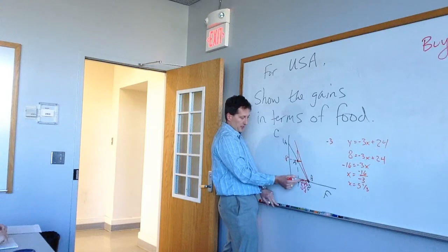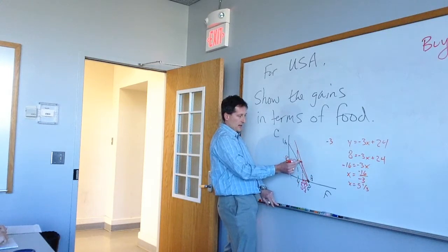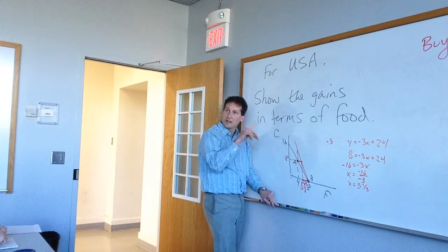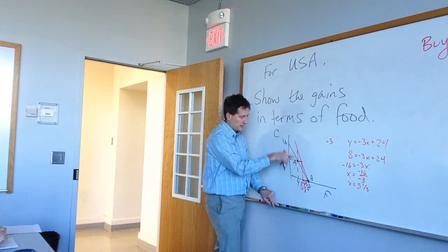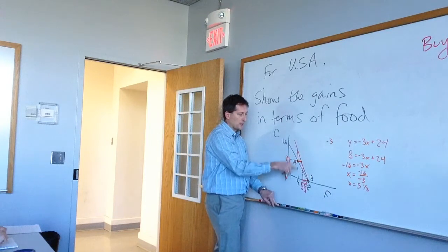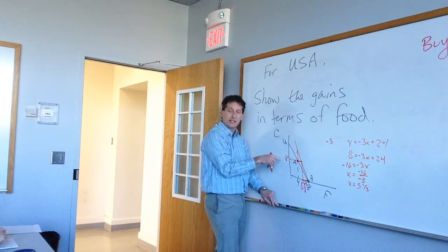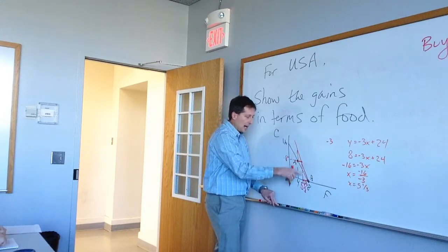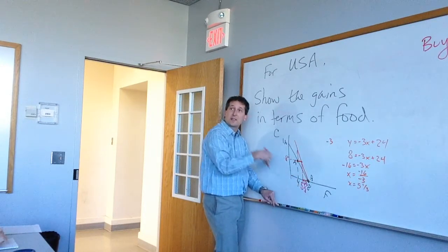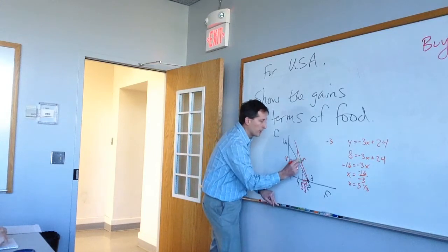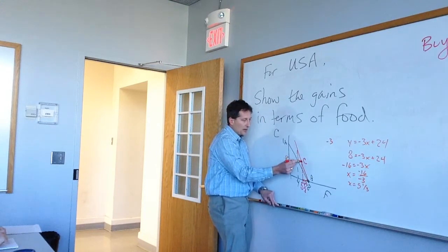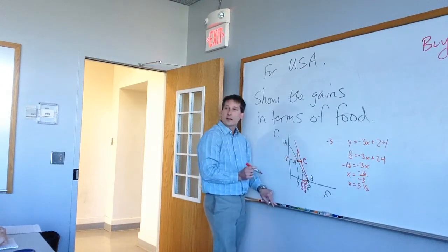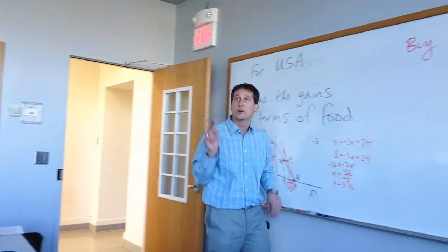So 5 1/3 lives right here. And that gives me a gain from trade of 1 1/3. I started with 4 because I was with no trade. I was at point A all by my lonesome, not doing any trade. I'm at 8 and 4. Now I have 8 and 5 1/3, which means I've gained 1 1/3. So point C now in this case, you had a C on there up here before. Now we've got a gain of 1 1/3 food.